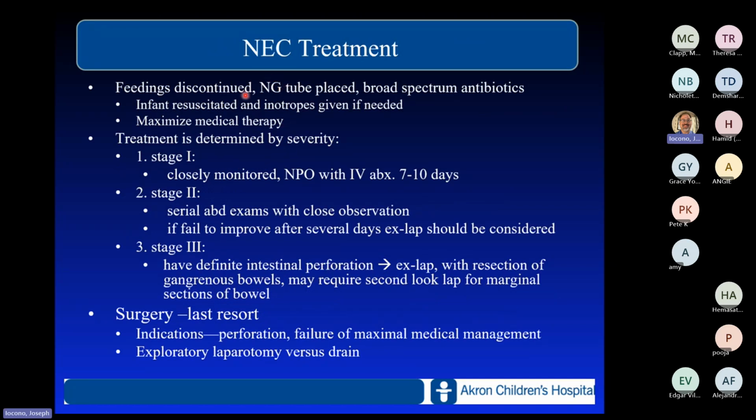How do you treat it? You discontinue feeds, place an NG tube, start broad spectrum antibiotics, and resuscitate. Basically, this is intra-abdominal sepsis. You don't operate unless you have to. There are 3 different stages. Stage 1 is they're sick, but not very ill. Stage 2 is they're requiring active resuscitation, sometimes ventilation, sometimes pressors. Stage 3 is intestinal perforation, which is treated with, basically, damage control laparotomy.